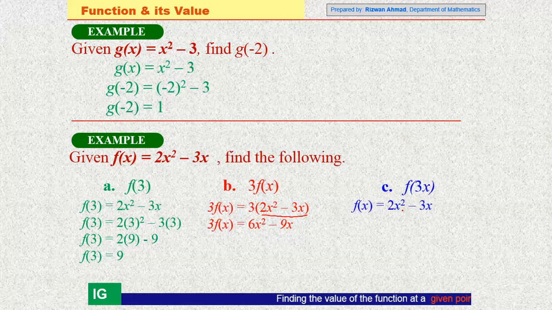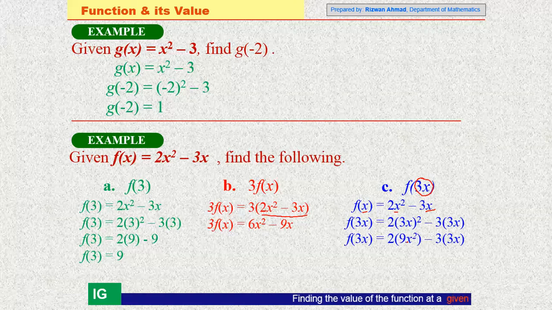Now the third one, f of 3x means that x is replaced with this 3x. So here all the x will be replaced with 3x. We are familiar with this from before. So it is this, and then it is 9x squared, and this is 3x. So the answer is 18x squared minus 9x. Okay, so these are the three parts of this example.